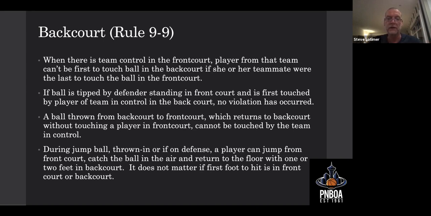So you get a throw-in, and I got a clip here where we can look at it. A throw-in, the player jumps in the air from the front court, catches the ball, lands in the back court. It's not a violation. And if he landed with his first foot in the front court and his second foot in the back court, it's still not a violation.